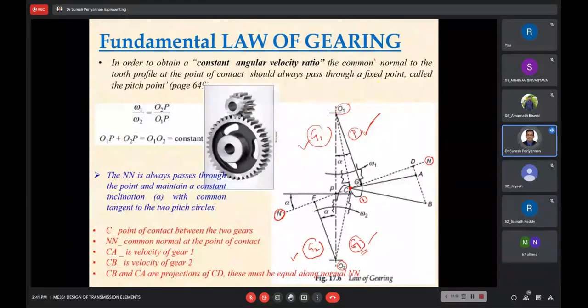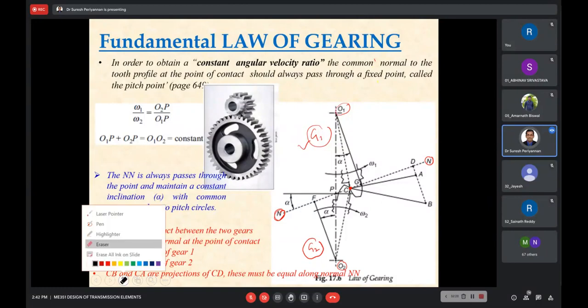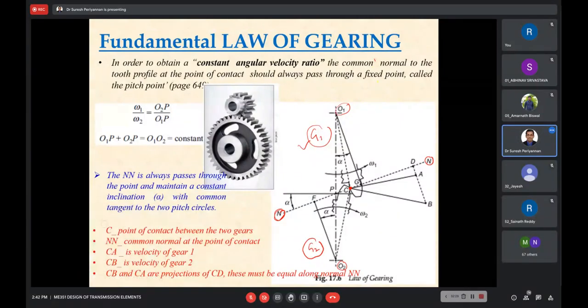Now, this is the angular velocity. Omega 1 and omega 2 are the angular velocities: omega 1 is the angular velocity of gear 1 and omega 2 is the angular velocity of gear 2, respectively. Now, how can I find out the velocity of the gear? I'll take the perpendicular distance from the point of contact, then you are able to find out the velocity. Now, see here, this is the point of contact.